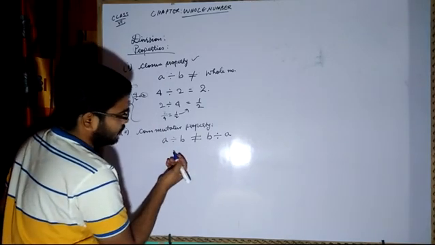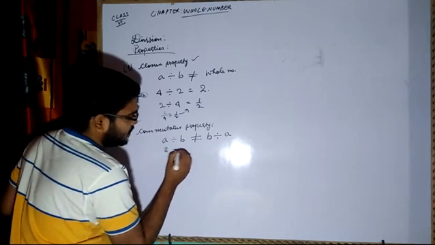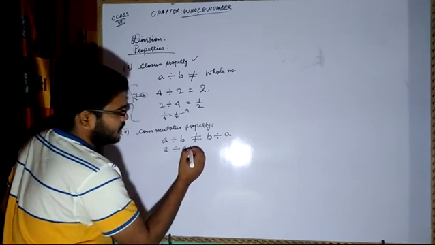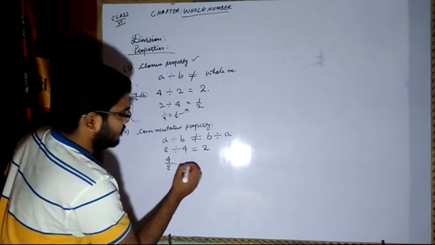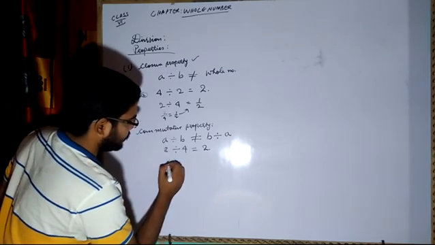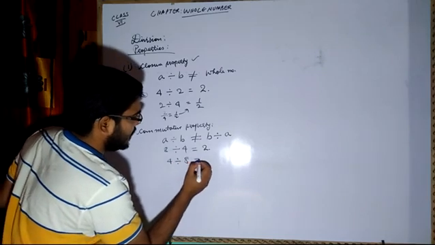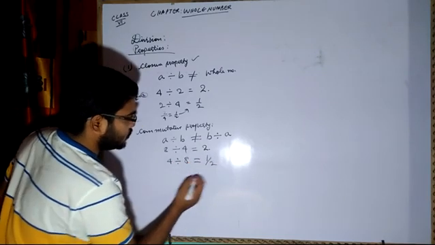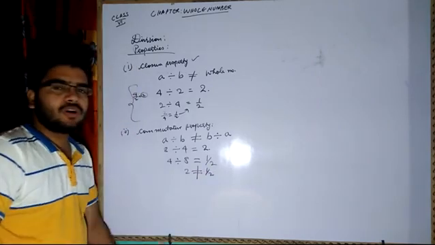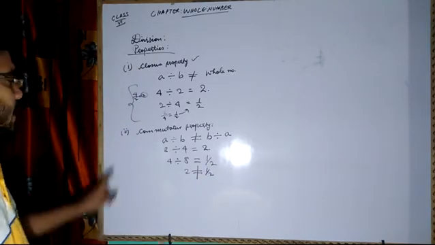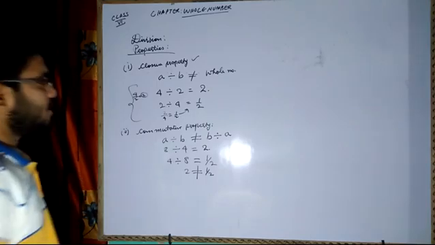Let's take another example. 8 divided by 4 will be equal to 2, but 4 divided by 8 will be equal to 1 by 2. Now 2 is not equal to 1 by 2. So commutative property also does not hold in case of division.